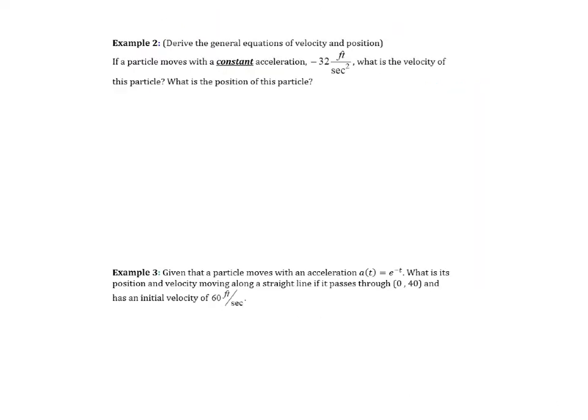Okay, let's get into example 2. Let's derive the general equation of velocity. So it says if a particle moves with a constant acceleration of negative 32 feet per second squared, find the velocity of this particle. Okay, so we know that the integral of a of t is going to equal v of t plus some constant. So let's take the integral of negative 32 with respect to t, which would give us negative 32t plus, I'm going to call this c1. So this is velocity. So velocity is given by negative 32t plus c1.